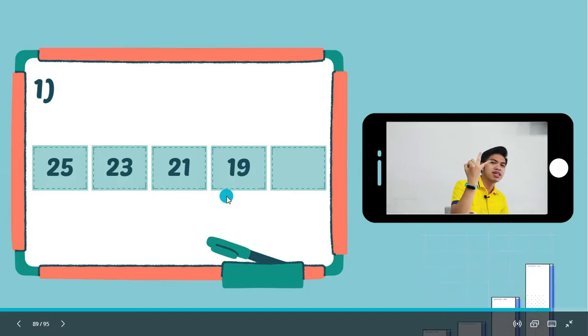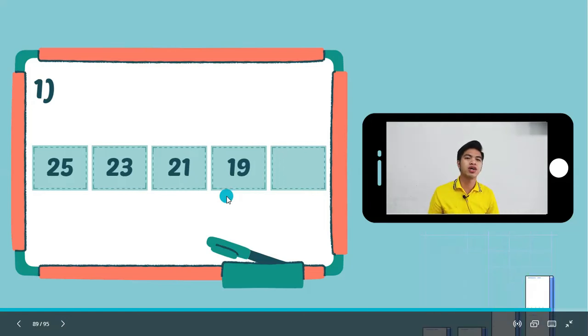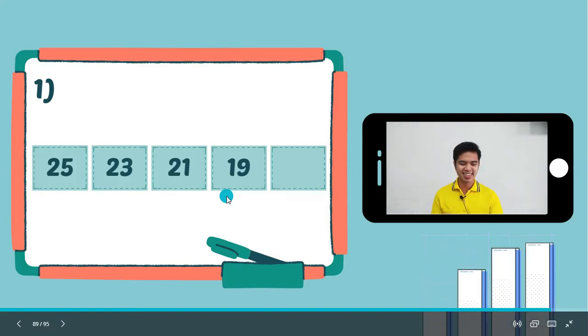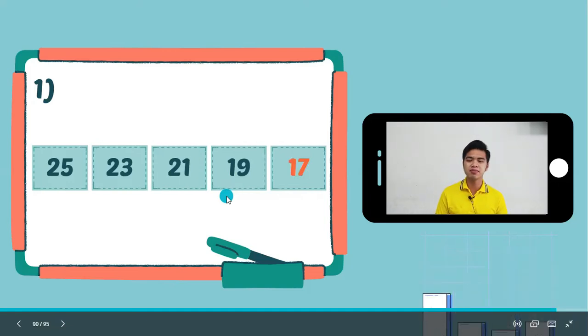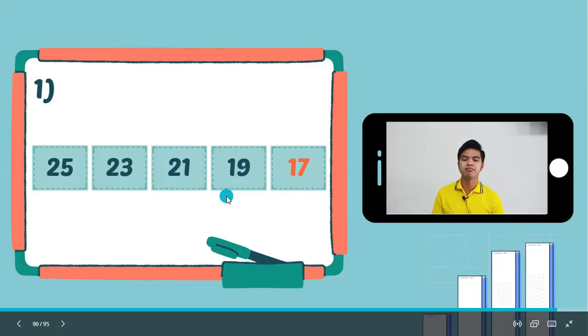So we have the number 2. And since it became counting down, because the number is lower, we're going to subtract 2 from 19 to find out what is the next number. Okay, 19 minus 2 equals, it is going to be 17. Okay, so the answer for number 1 will be 17. Okay, so let's go to number 2.